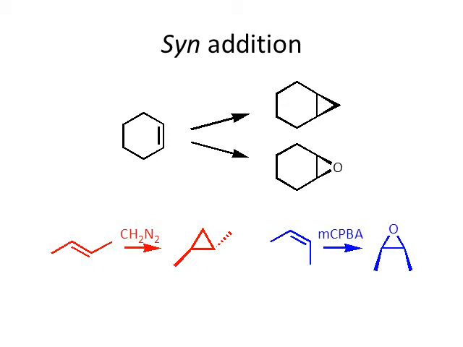Here I show a couple of other examples where stereochemistry of starting material is preserved in the product because that either carbene or epoxide approach has to be from one side of the alkene at a time. And since it all happens at once, both bonds have to be formed on the same side of the carbon.